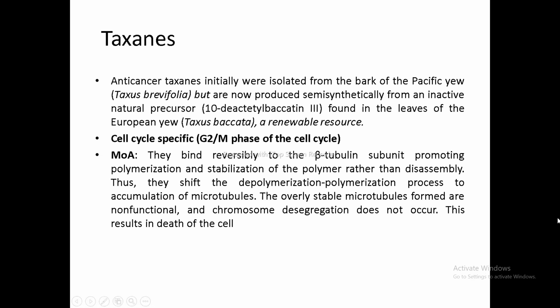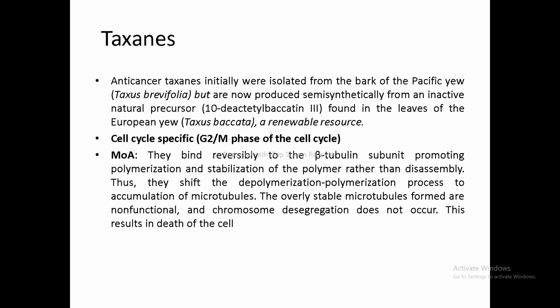Now the next one is the Taxanes. As these all are plant alkaloids, in the plant alkaloids, first we covered the Vinca alkaloids. Now the next one is the Taxanes. The taxanes were initially isolated from the bark of the Pacific yew called Taxus brevifolia. But now it is produced by a semi-synthetic route from a natural precursor called 10-deacetyl baccatin III, which is found in the leaves of the European yew, Taxus baccata, which is a renewable resource.